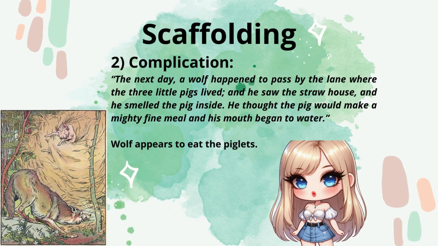The second component of the scaffolding is the complication. This is something that will begin a chain of events. These events will affect one or more characters. The complication is the trigger. In this case, it will be the wolf appearing in the story and his attempt to eat the pigs.